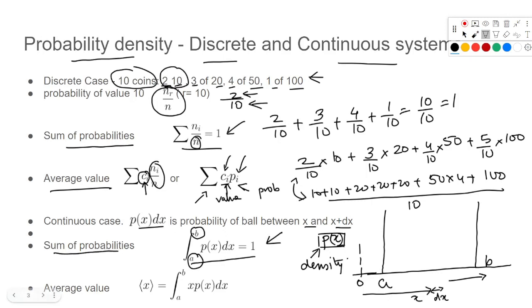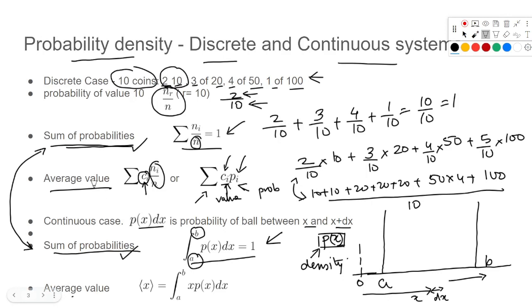Sum of probabilities again has to be 1. So this is the sum of probabilities equation for the discrete case, and this is the sum of probabilities equation for the continuous case, and these two are basically related. In the continuous case, we needed the concept of probability density and we needed the integral. In the discrete case, it was a summation.